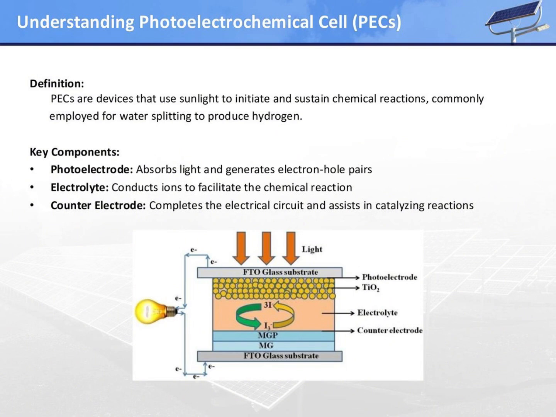Now, move to understanding photoelectrochemical cells or known as PECs. For the definition, PECs are devices that use sunlight to initiate and sustain chemical reaction, commonly employed for water splitting to produce hydrogen. There are three key components that are important in photoelectrochemical cell. The first one is photoelectrode that absorbs light and generates electron hole pairs. The second one is electrolytes that function to conduct ion to facilitate the chemical reaction. The third one is counter-electrode that completes the electrical circuit and assists in catalyzing reaction. For the further explanation, we will see in the next slide.